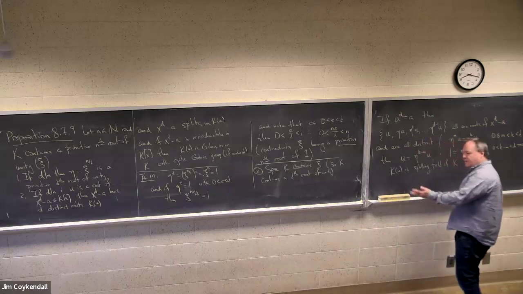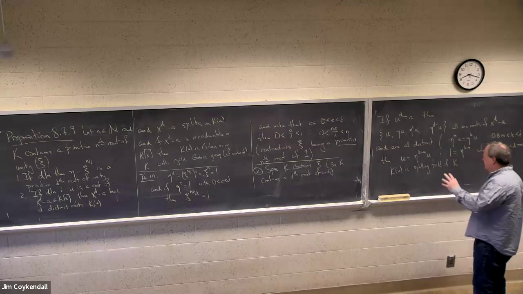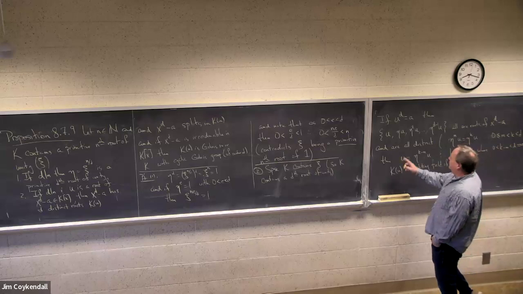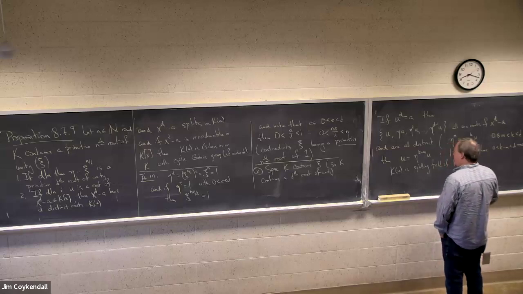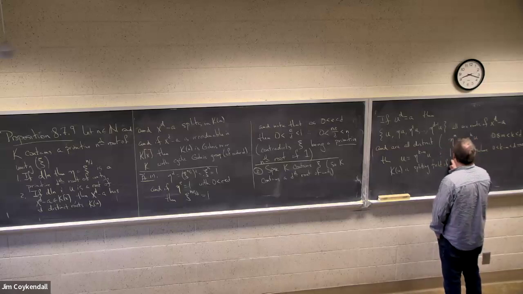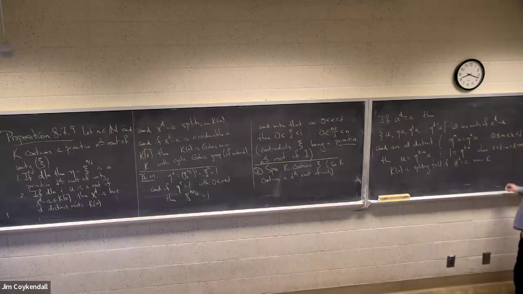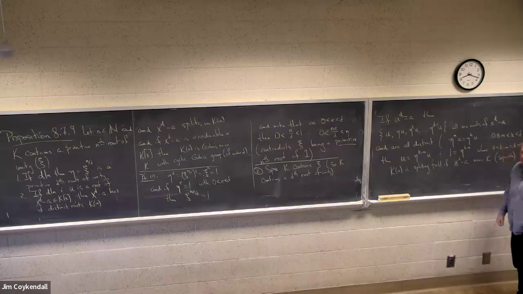It's the splitting field if it's irreducible. If it's not irreducible, then it divides up into smaller polynomials, so you might have smaller intermediate fields. But under the assumption that x to the d minus a is irreducible, this is the splitting field of x to the d minus a over K, and this is separable. So it's a splitting field of a separable polynomial.